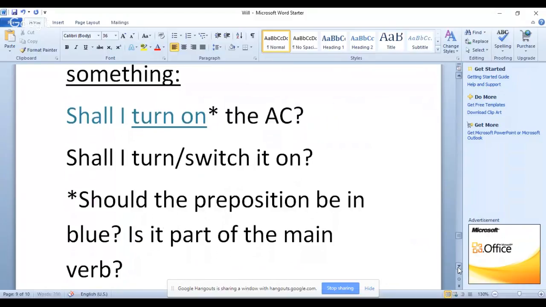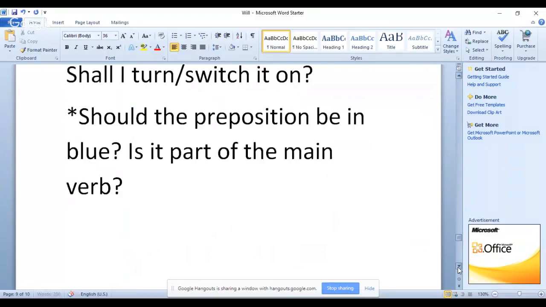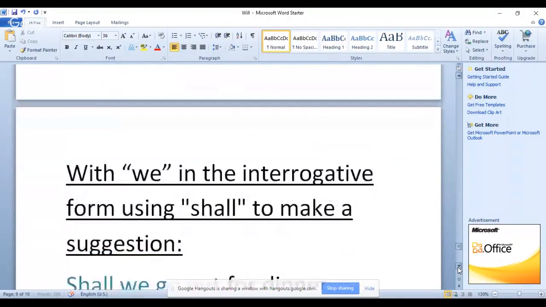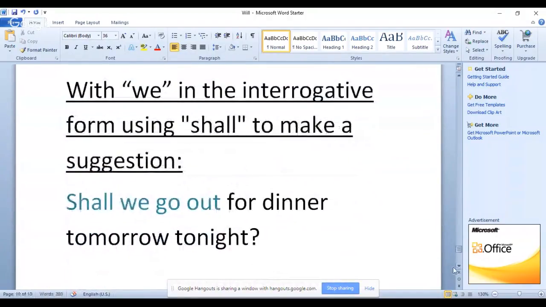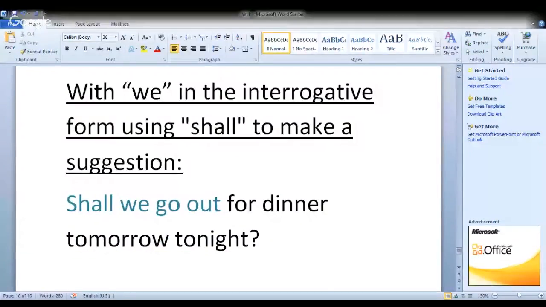Very good. Well, moving on to the last part here. Why don't you go ahead and read these for us? With we in the interrogative form, using shall to make a suggestion. Shall we go out for dinner tonight? So very good. So again, kind of a suggestion, a question, an invitation.